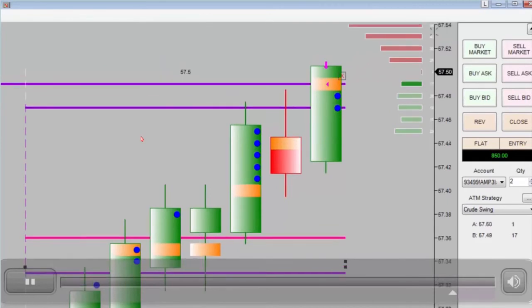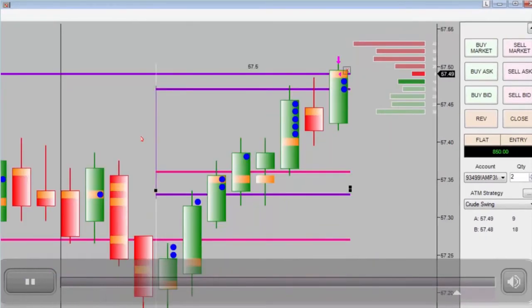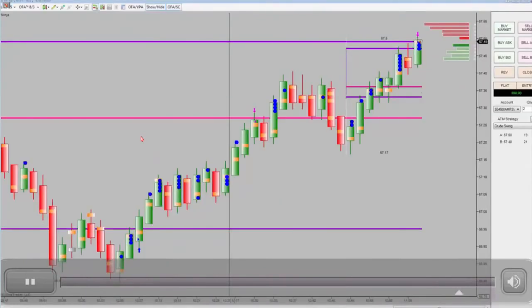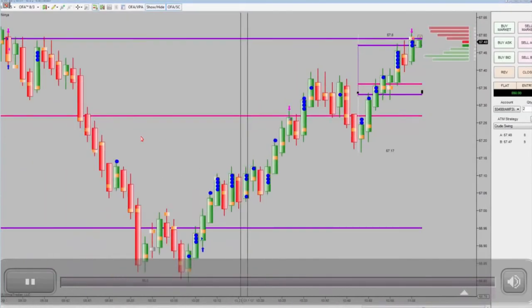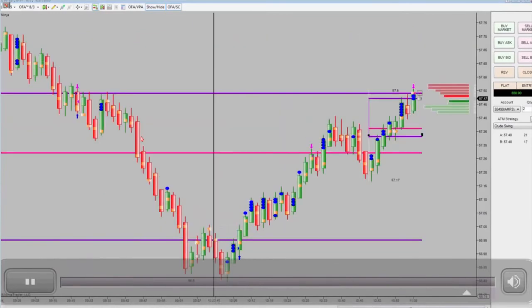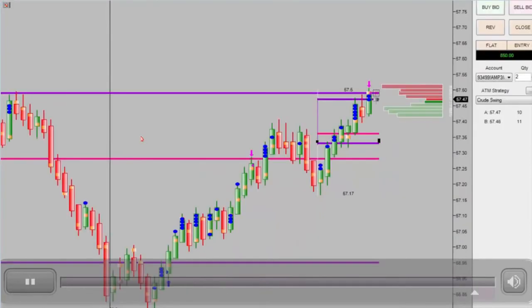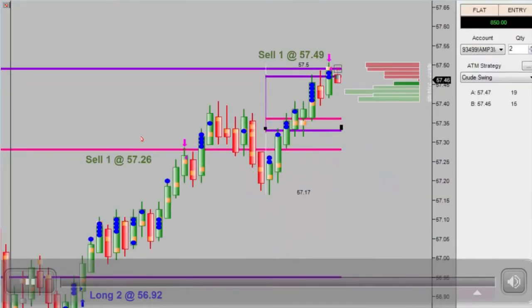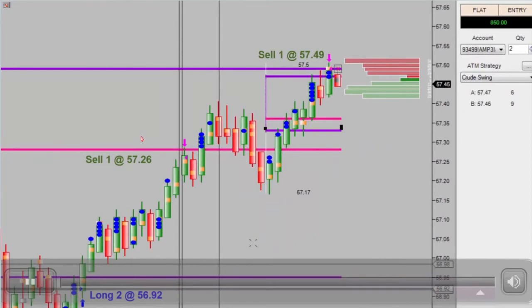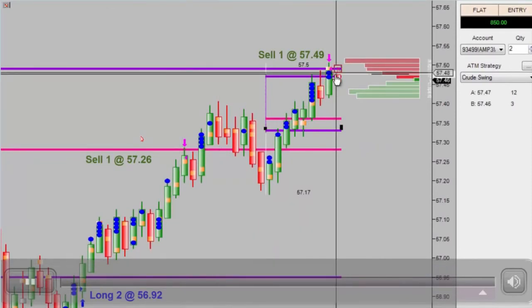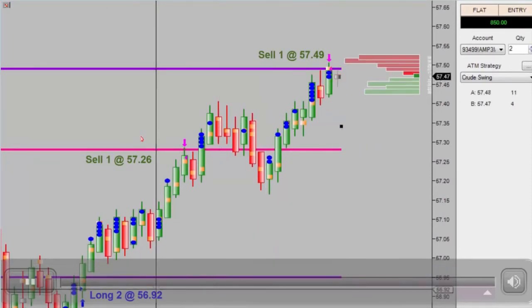So if we back up and look at this, what you'll see is that we had a nice entry off of all the tools that we just talked about, this whole presentation, right? We have everything, putting all those pieces together, using the value area and the VWAP and all of those things to get long down at 56.92. We trade up to the VWAP at 57.62, and then we trade across to the other side of the value range at 57.49. So hopefully that puts a lot of these things together.